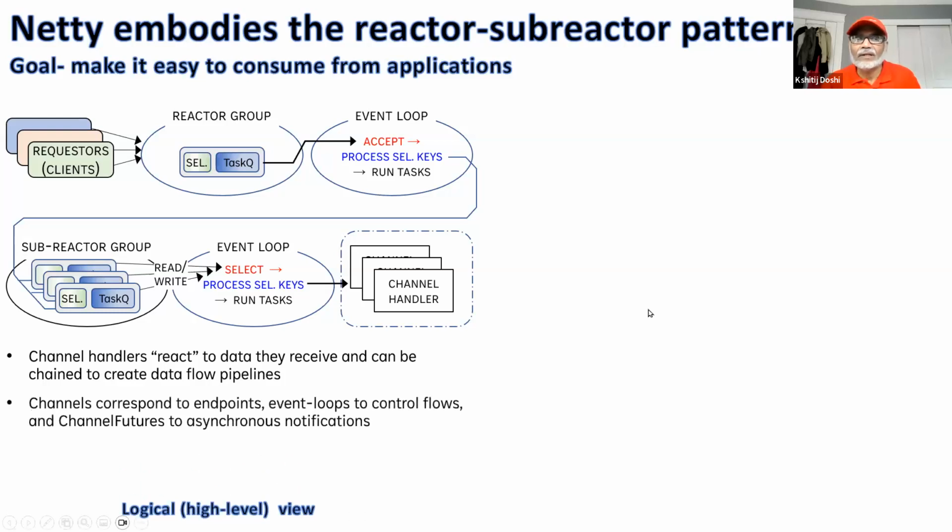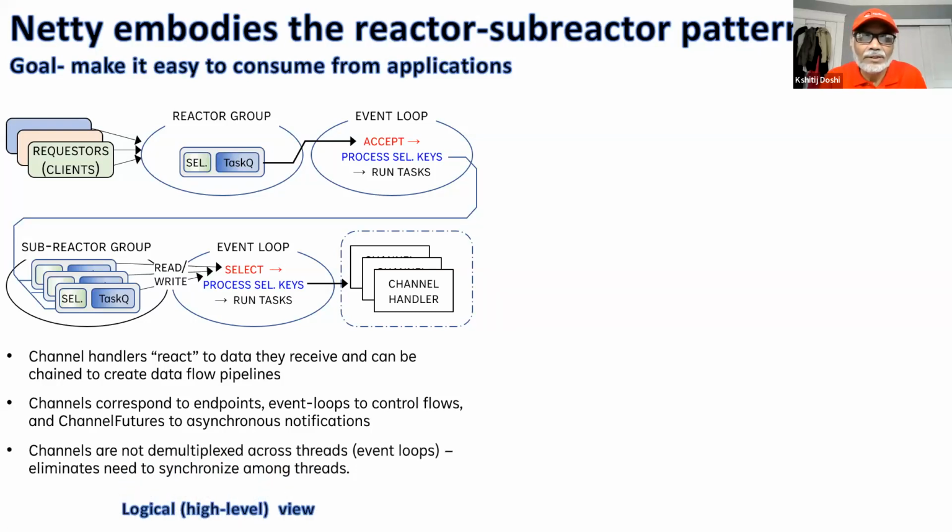The other thing is that channels are an abstraction that corresponds roughly to endpoints. And event loops are an abstraction that embodies control flows. And channel futures are the ones that give us a way to bridge from asynchronous notifications to synchronous interactions based upon things that are waiting for those futures to be resolved.